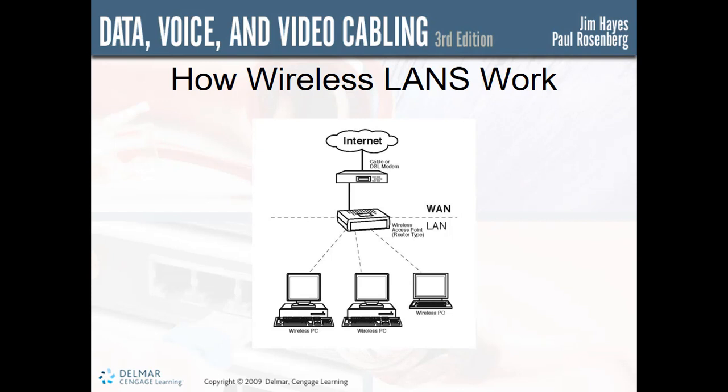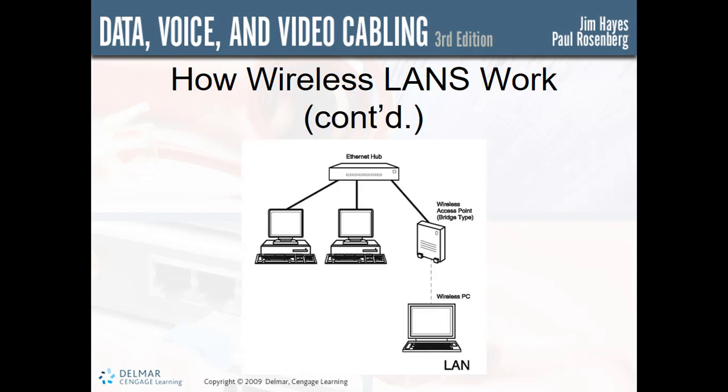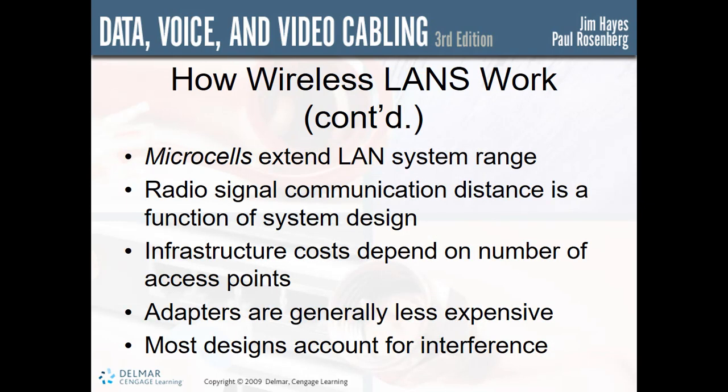What you're looking at here is your typical wireless LAN configuration, which takes us to a little thing called microcells. Wireless communication is limited by how far a system's signals can reach. Wireless LANs use microcells, or small cells, to extend their system's range. This is similar, as the name would indicate, to cellular phone technology.